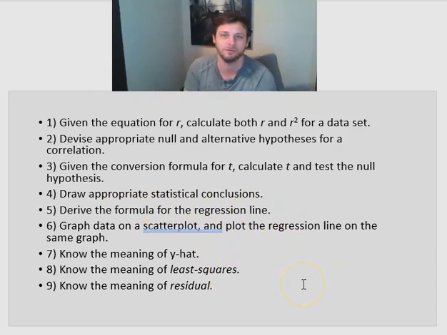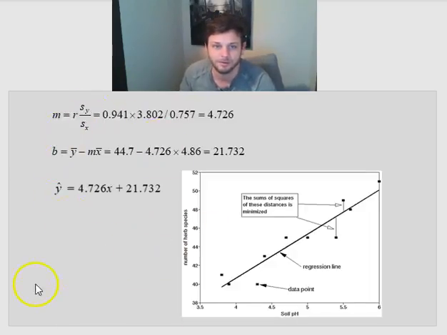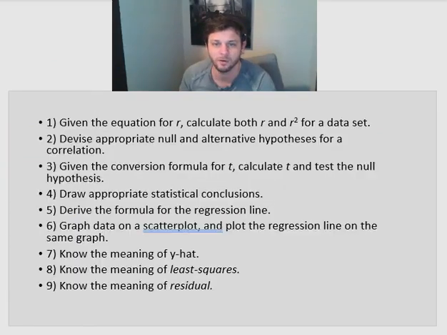Derive the formula for a regression line. So, talking about this, y equals mx plus b, being able to calculate your m and your b. Again, I will give you these formulas. Know that the y hat is an estimation of y. Graphed out on a scatter plot, plot a regression line on that same graph.